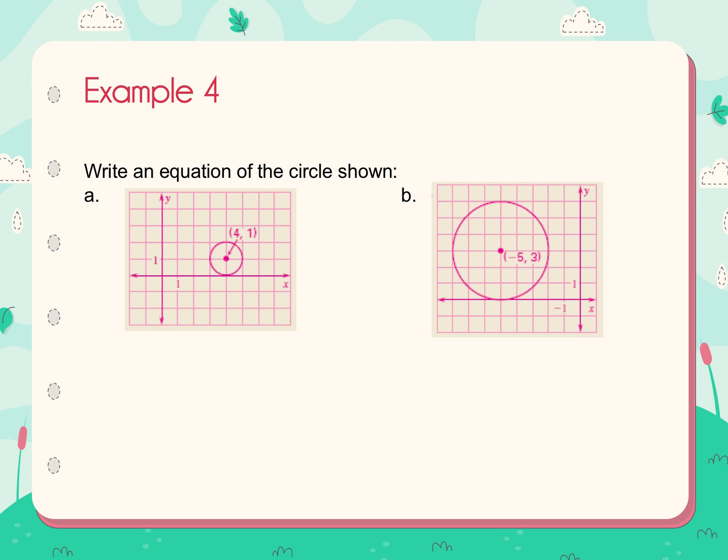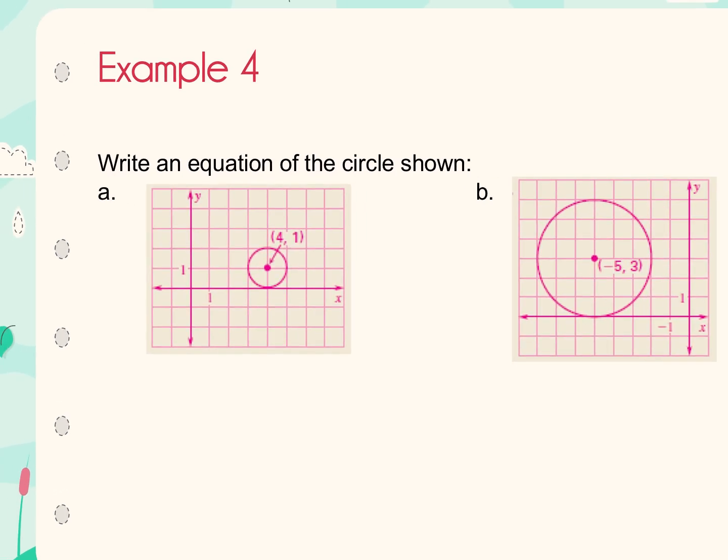So write an equation of the circle shown. Again, the first thing I'm going to try to identify when I see these is the h, the k, and of course I need the radius. I notice that all my units are going up or to the left by ones, which is really important that I take note of to start.